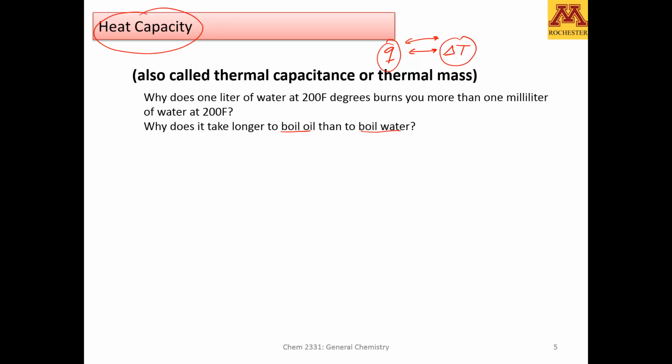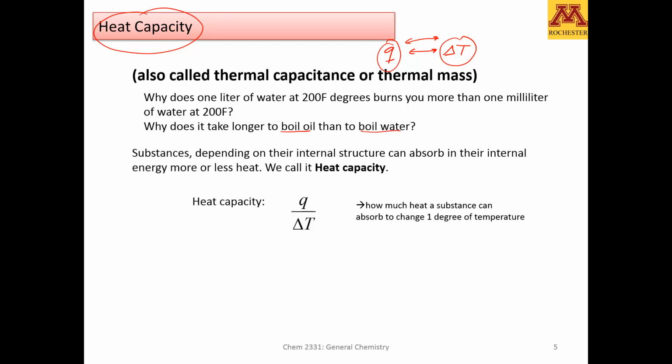Something that one must also realize is that it's not only the kind of substance, but also how much substance. For example, it takes more heat to boil 1 gallon of water than to boil 1 ounce of water. Even if it's the same substance, the more mass you have, the more heat you will need to provide to create the same change of temperature. So that's what the heat capacity is.